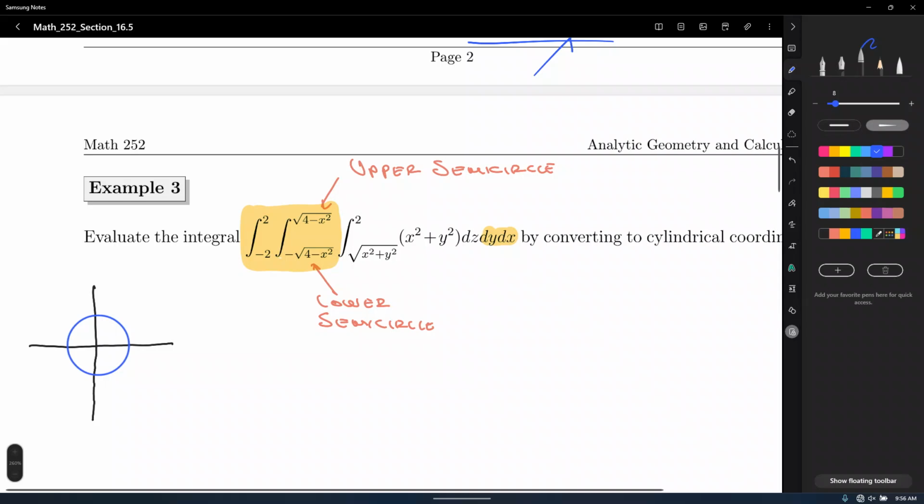It's a nice looking circle, from negative 2 to 2, negative 2 to 2. So I think we can already see the limits of integration for r and theta. Isn't it that we're going to go between 0 and 2 for the radius and from 0 to pi for the angle?